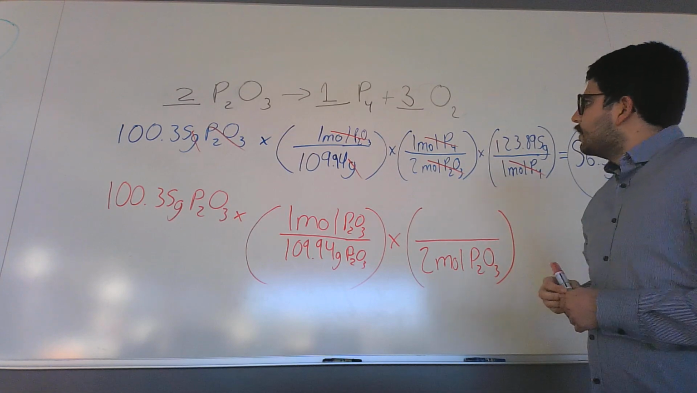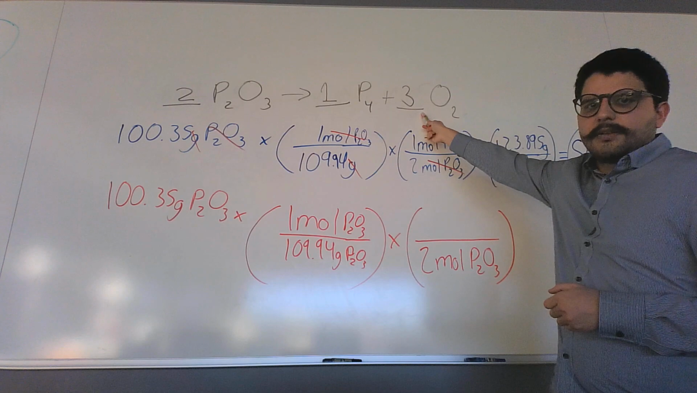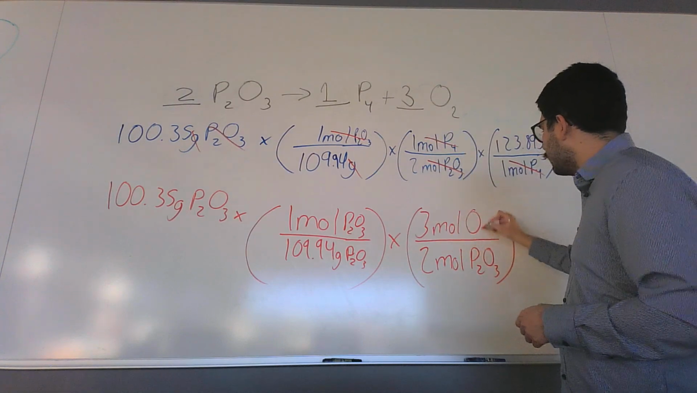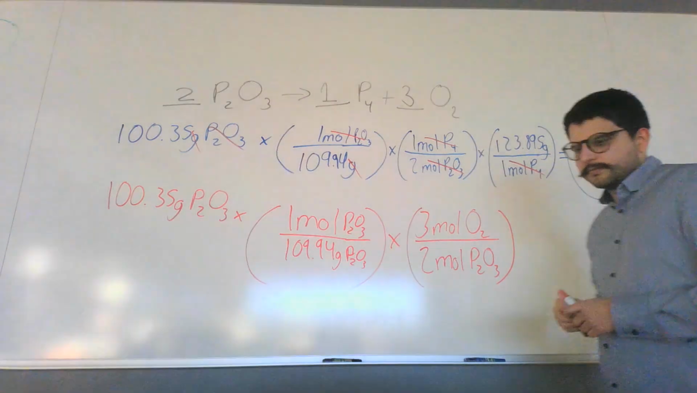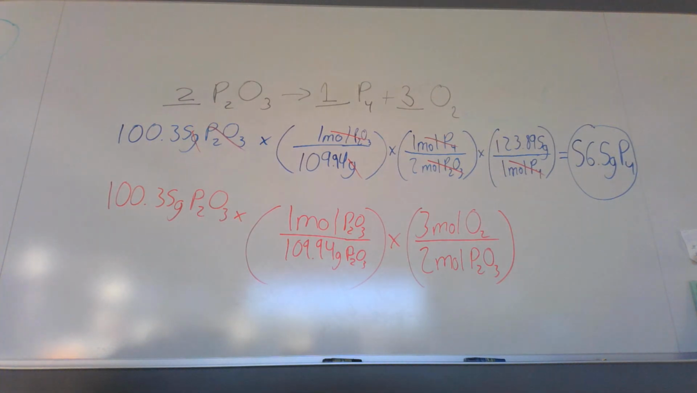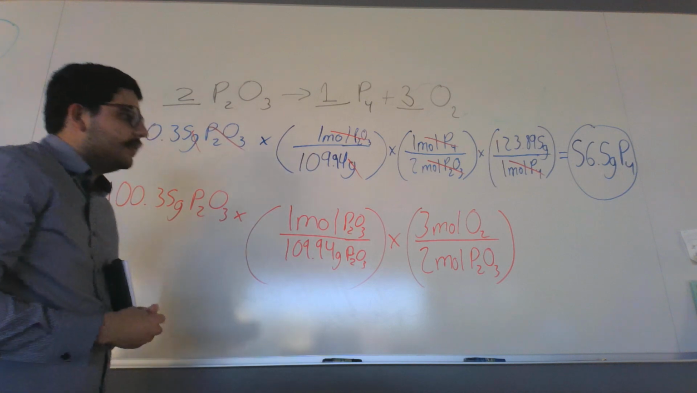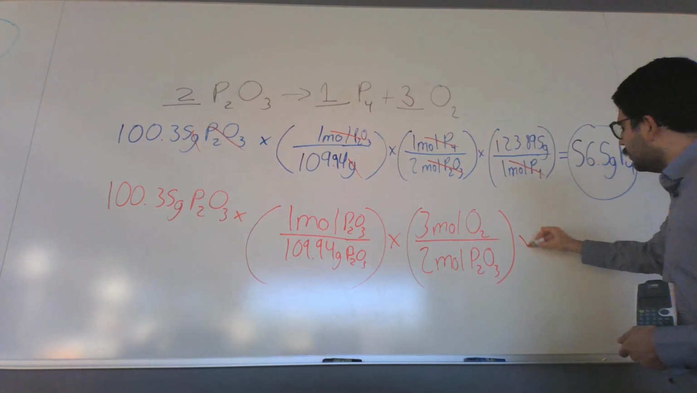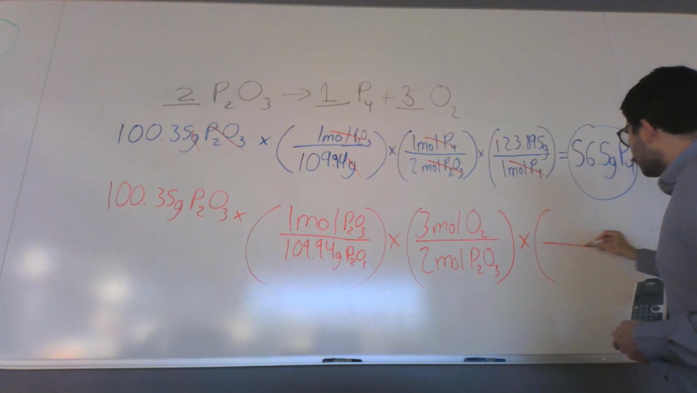On top, we now put the 3 moles of oxygen, because that's what we're solving for now. 3 moles of oxygen. And again, if we want to continue, we need to convert from the moles of oxygen gas to grams of oxygen gas. And to do that, we need to use the molar mass of oxygen. This is probably one of the easier molar masses to calculate.